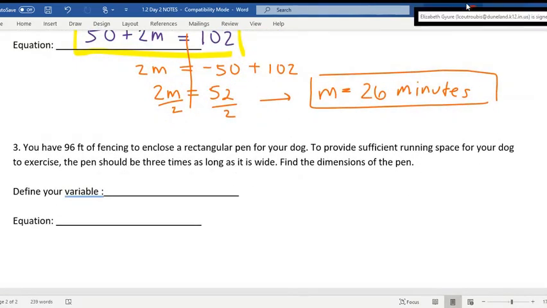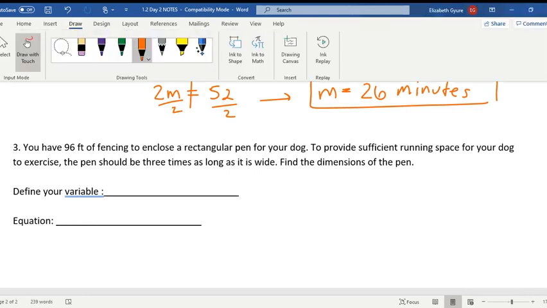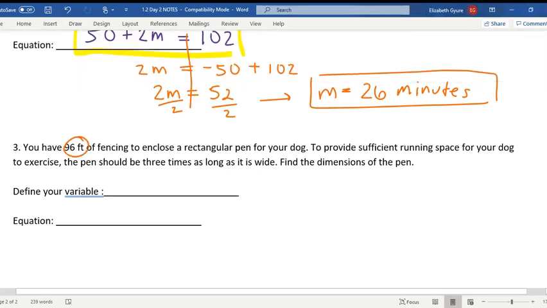All right. Last one, guys. Number 3. You have 96 feet of fencing to enclose a rectangular pen for your dog. To provide sufficient running space for your dog to exercise, the pen should be 3 times as long as it is wide. Find the dimensions of the pen. So let's first identify some important numbers. Annalise, what's an important number in our problem? 96. Yeah, 96 feet. What else? Hannah.